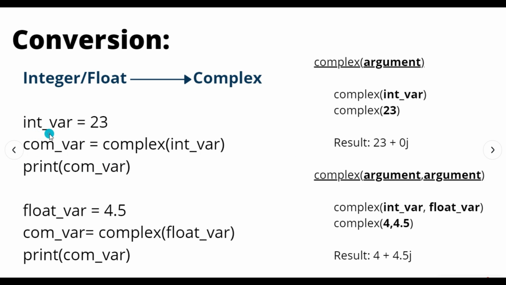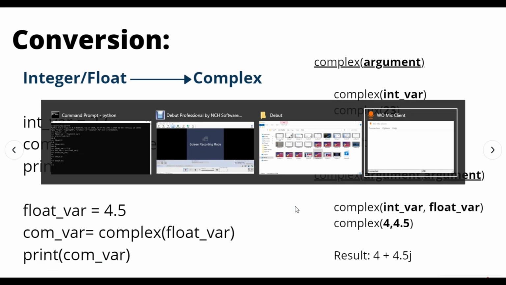Here we have created one variable, int underscore var, and we are storing 23 in it, that is the integer value. Now we have created a complex var, and by using the complex function we will convert this integer value into a complex number. Then we will see what is inside this variable. In the second example, we have a float variable, 4.5, and by using the complex function we will convert this float into complex, and then we will see what is inside this variable. So let's see this in the command prompt.